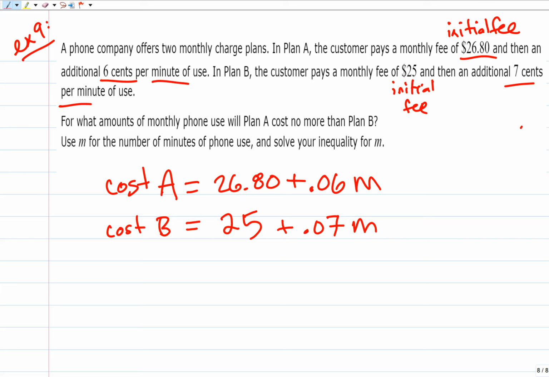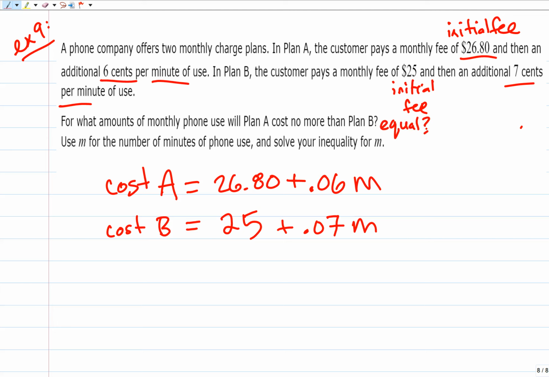The wording on this is weird, in the sense of, for what amounts will plan A not cost more than plan B? What the heck are they asking for? When will one not cost more than the other? When they are equal. Yeah, it's a really stupid way of saying where will they be equal?